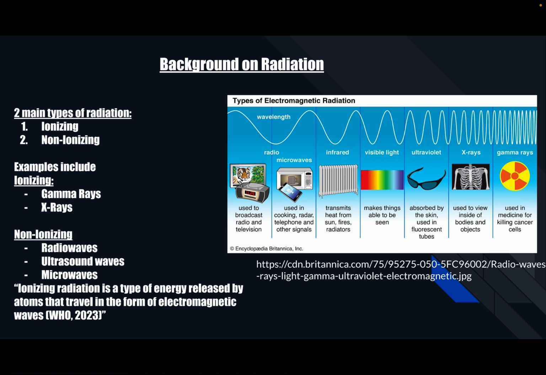The one that we commonly see in our occupation is ionizing radiation. Ionizing radiation is a type of energy released by atoms that travel in the form of electromagnetic waves, and this was said by the WHO Foundation. I have also included a picture of the electromagnetic spectrum describing types of radiation, with radio waves being the least harmful and gamma rays being the most harmful to us.